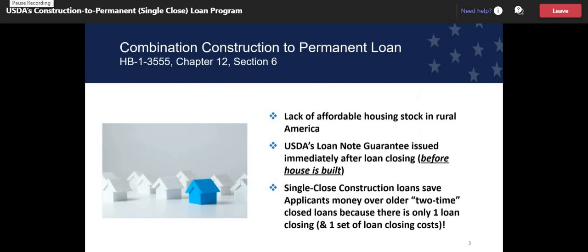As you all know, there is a lack of affordable housing stock in rural America. So we hope by you becoming familiar with the single closed construction that you will be able to do more construction loans and help alleviate that lack of housing stock. USDA's loan guarantee is issued immediately after loan closing and before the house is even built. And we'll talk about that more as we go along. The single closed construction loans save applicants money over the older two-time closed loans because there's only one closing and one set of closing costs.